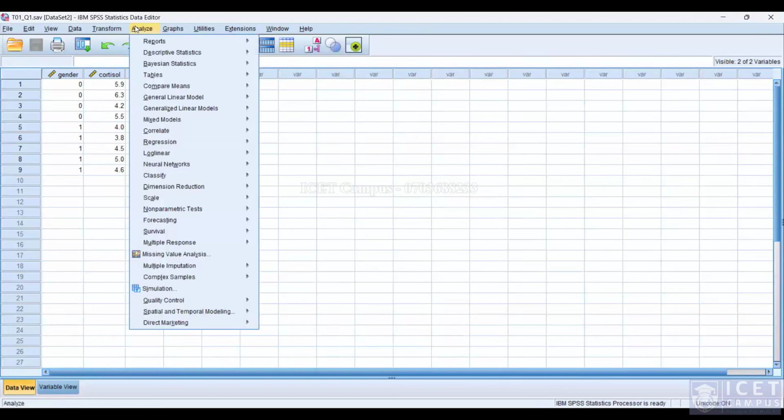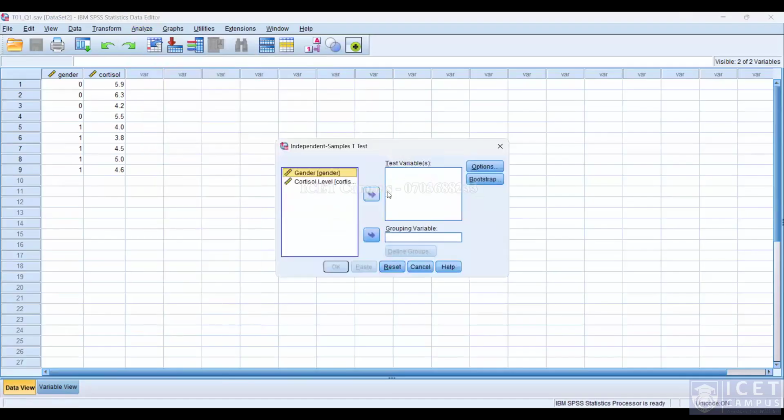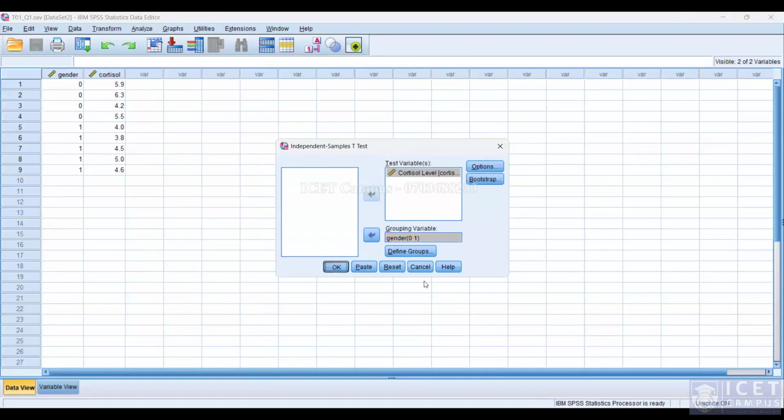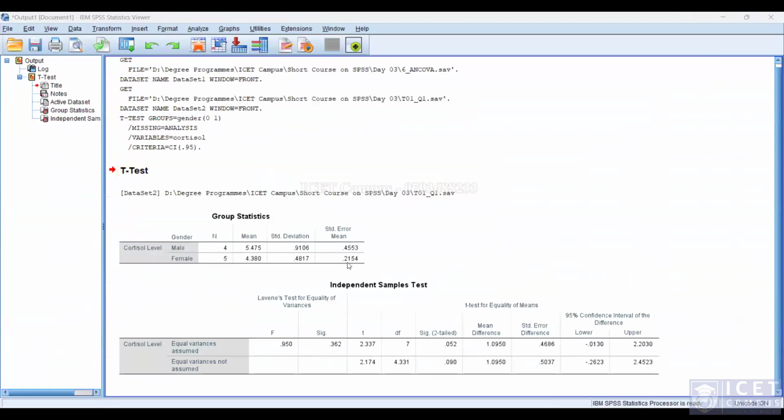Therefore, we can go Analyze, Compare Means, Independent Sample t-test. So the test variable is cortisol level and the grouping variable is the gender variable. Then we have defined the groups. 0 is for female and 1 is for male. Then we can decide it, and we can click OK. So then here we can see the output.